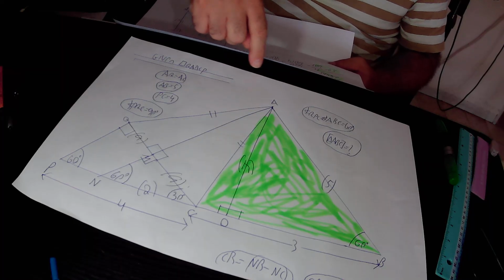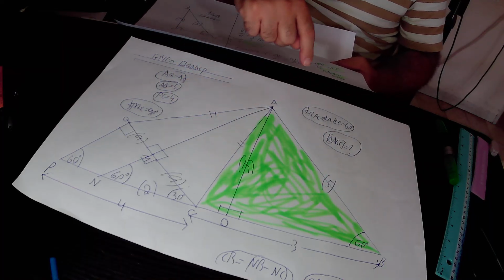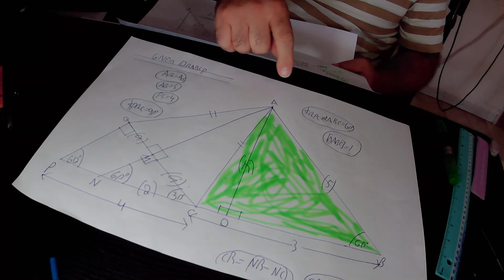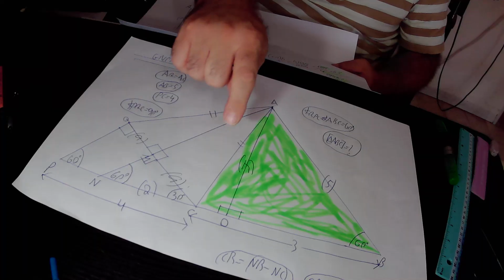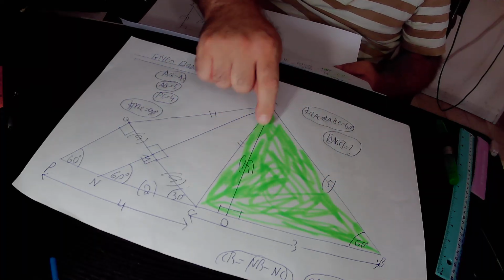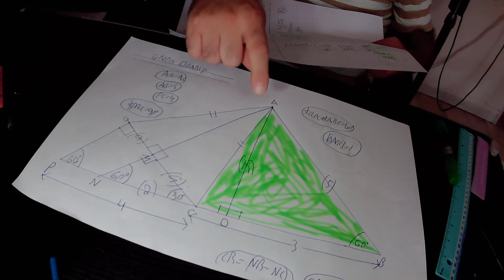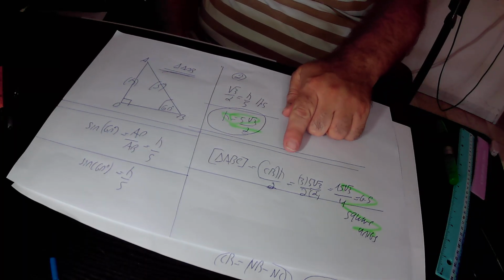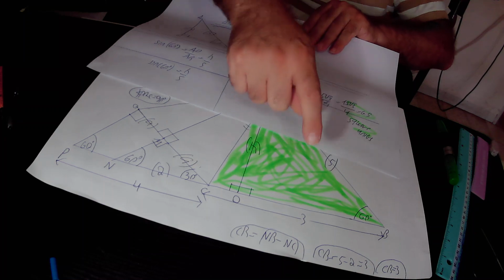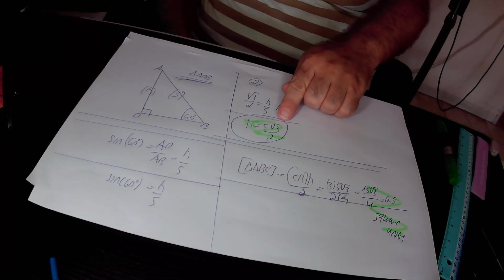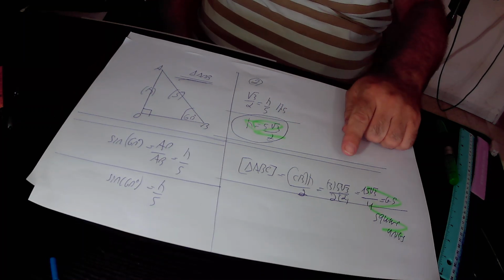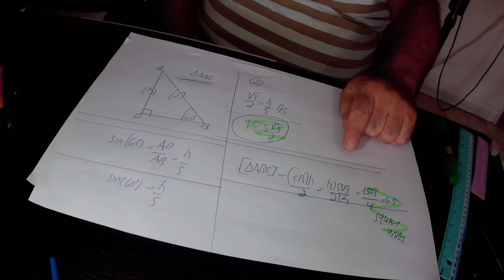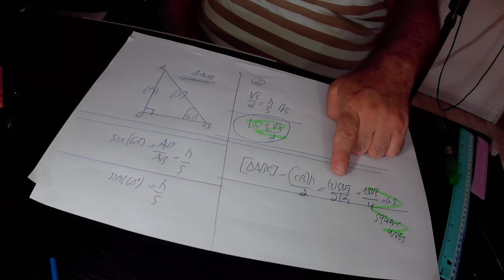Our task is to find the area of this green triangle, triangle ABC. The area of this green triangle ABC must be equal to the base CB times the height h over 2. CB is 3, h is 5 times square root of 3 over 2, divided by 2. We have to divide it by 2 again.